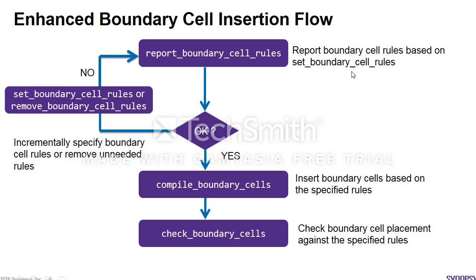After the set boundary rules are all defined, you can use compile boundary cells, and the tool will create the boundary cells, and then you can use another check function named check boundary cells to see if anything is wrong here.